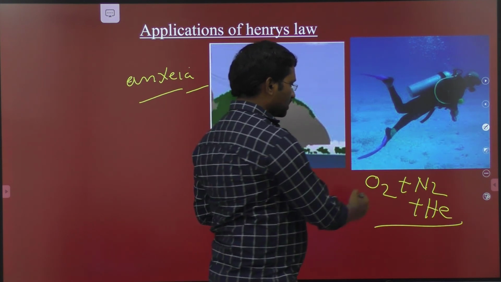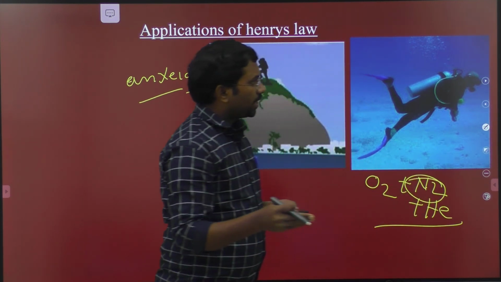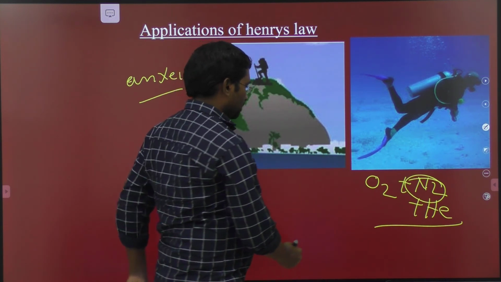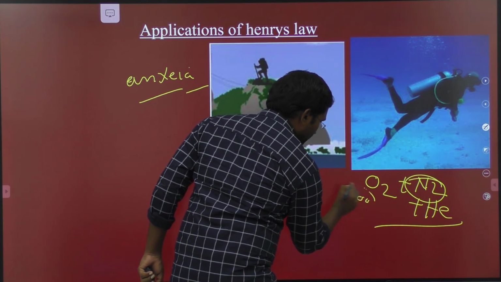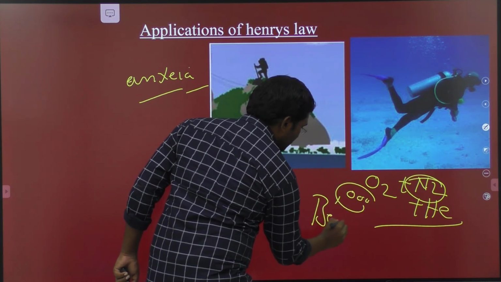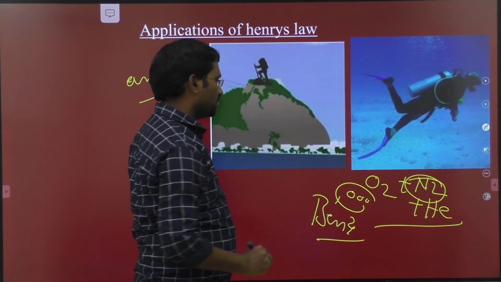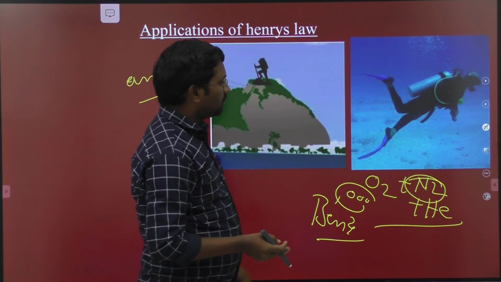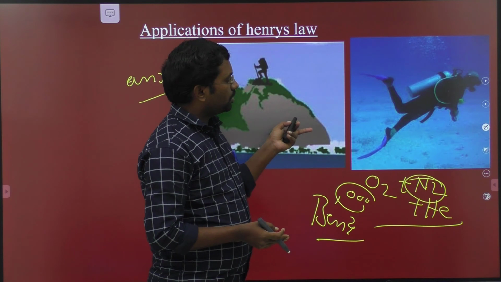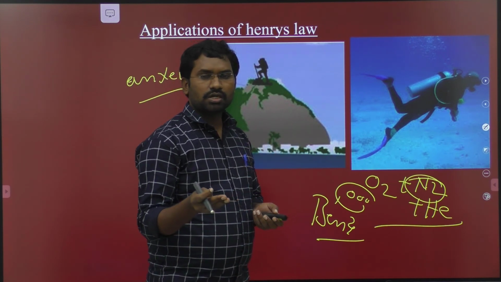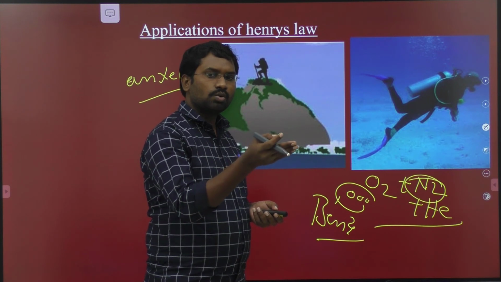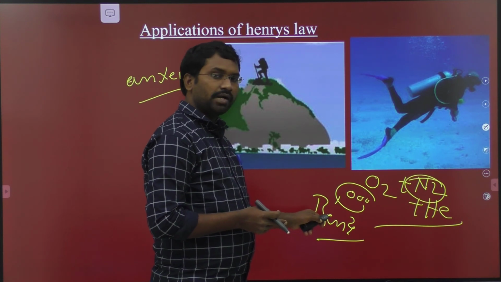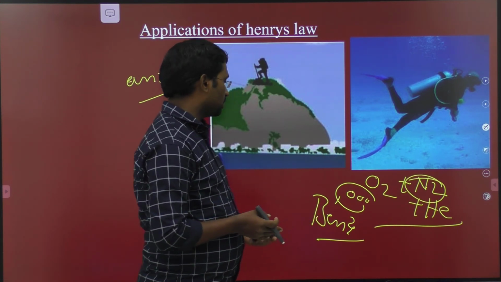For example, nitrogen, which is present in air, also comes out slowly from the blood. It makes clots in the blood, and that condition is known as the bends. What is that condition? It is bends. When the scuba divers come to the surface of the ocean or a river, the gases dissolved in the blood easily come out, and finally that nitrogen makes clots in the blood and blood vessels. That condition is known as bends.